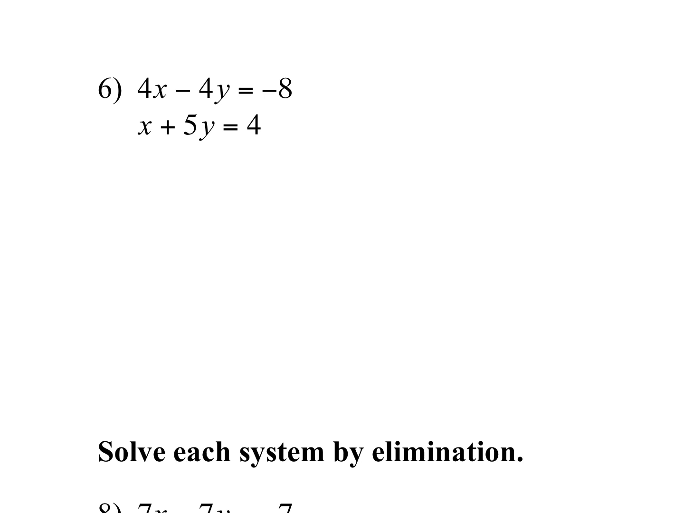So I look at my options here. If I want to have one of my variables by itself, I'm going to use this second equation because I can easily get x by itself. So to get x by itself, I'm just going to subtract 5y from both sides, and I get x equals negative 5y plus 4. Which means anywhere in my first equation that I have an x, I can take it out and I can put negative 5y plus 4 in its place. So let's go ahead and do that.